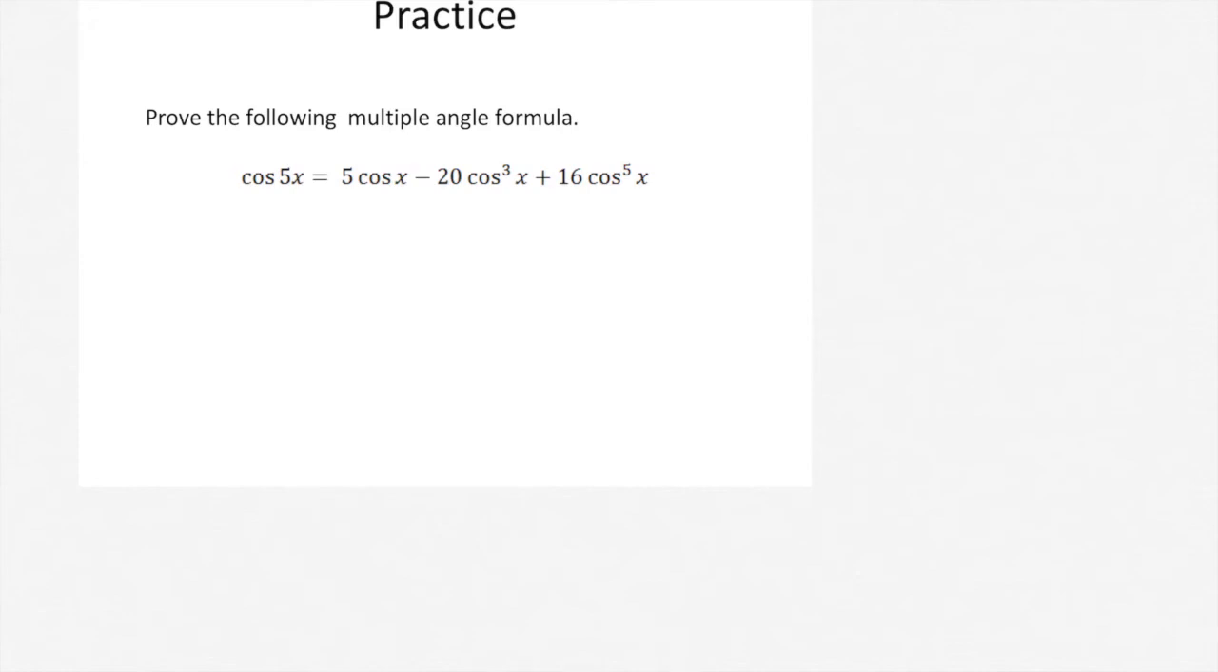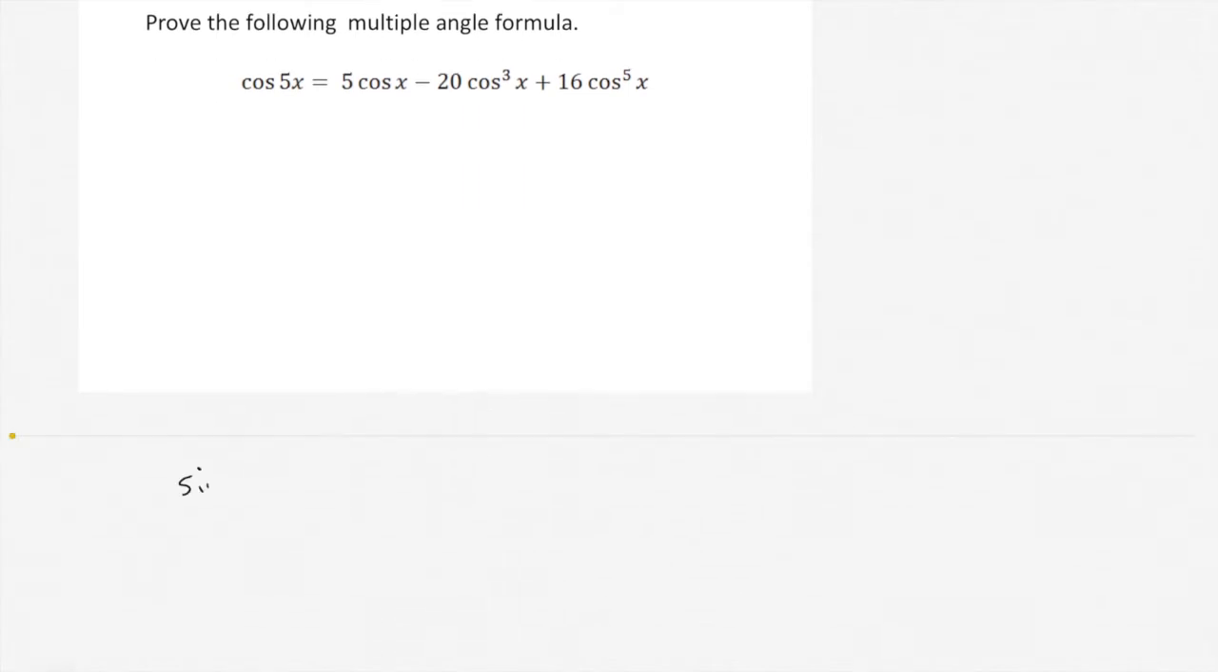In this practice, prove the following multiple angle formulas. To prove these formulas, we can use the addition formula for the trigonometric functions. Sine alpha plus beta equals sine alpha cosine beta plus cosine alpha sine beta. So in the case of the negative, it becomes just negatives here.